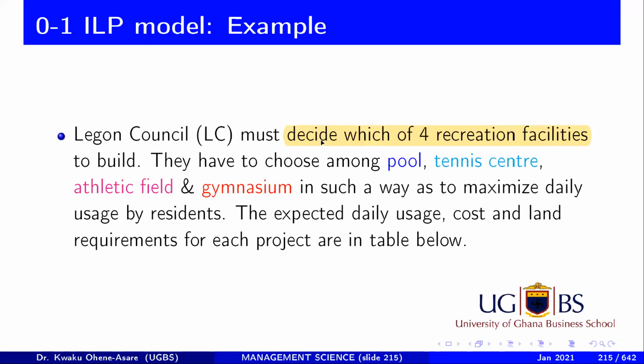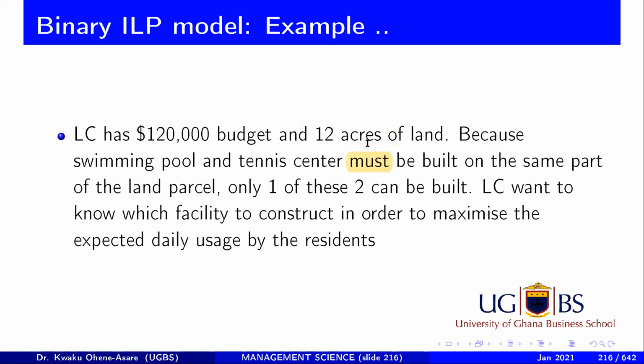Okay. Now you will notice that that will not be the right thing. And why is that so? Well, let's go up and then you see. First of all, that word number of cannot be, because you say Legon Council must decide which of the 4 recreational facilities to build. So if it is which of them to build, we are not talking about the number of what to build. It is either you are going to be built or you are not going to be built.